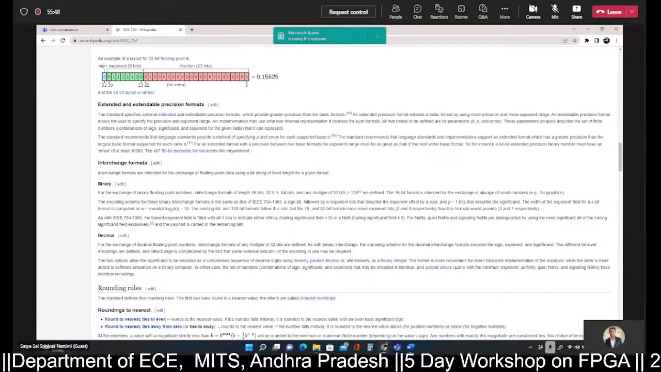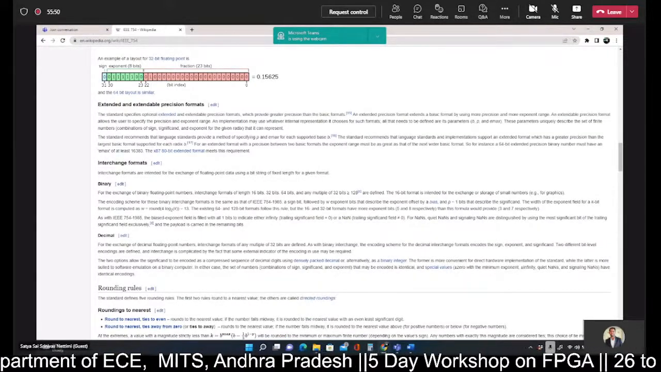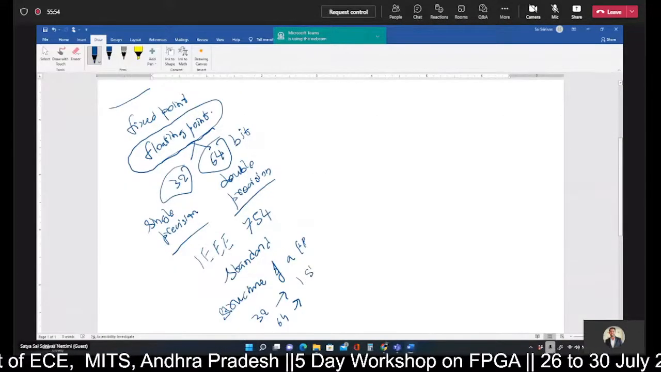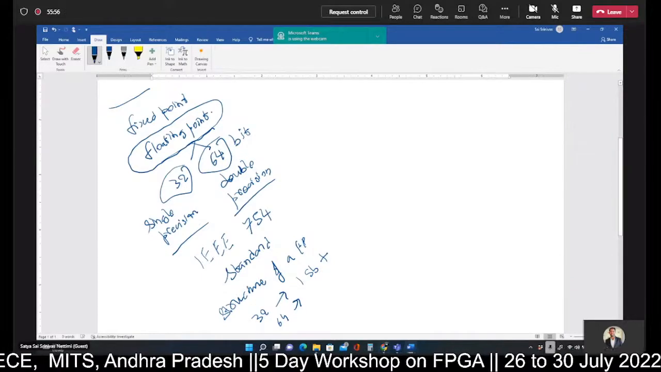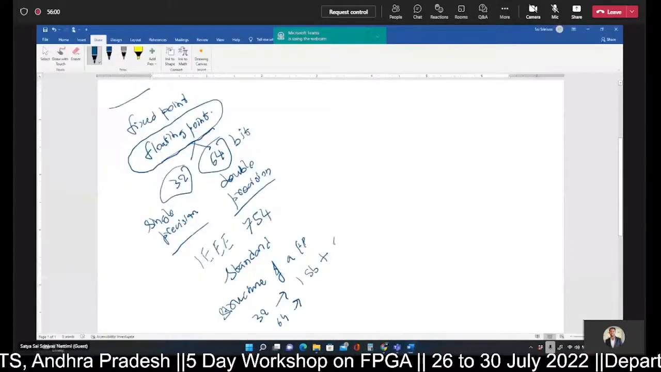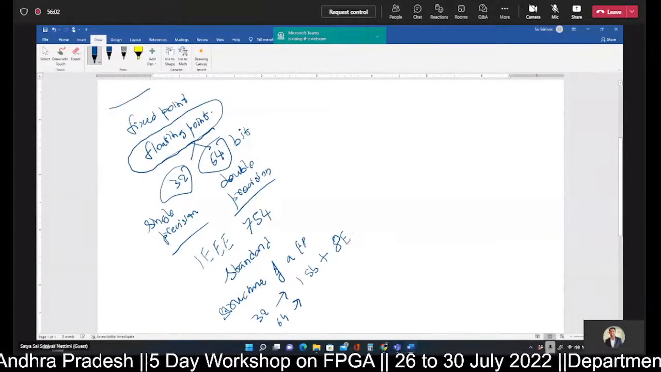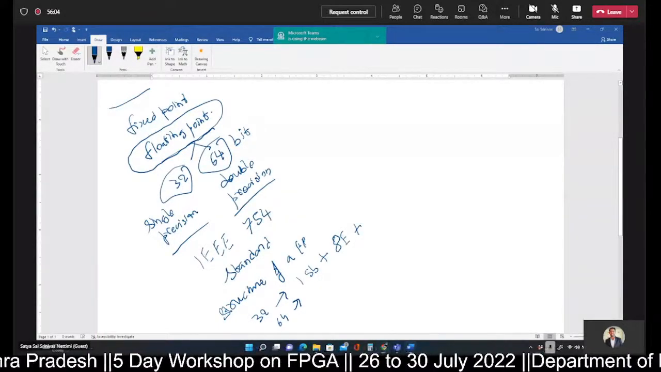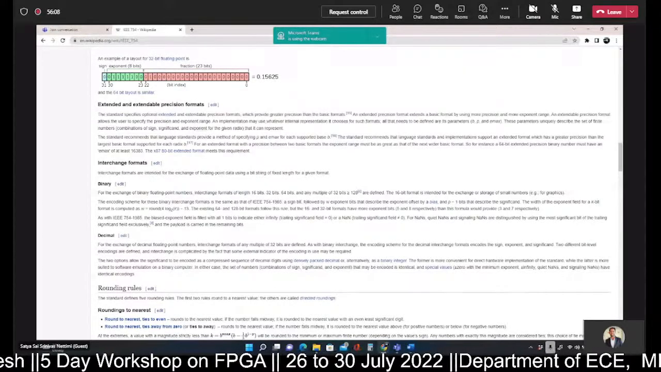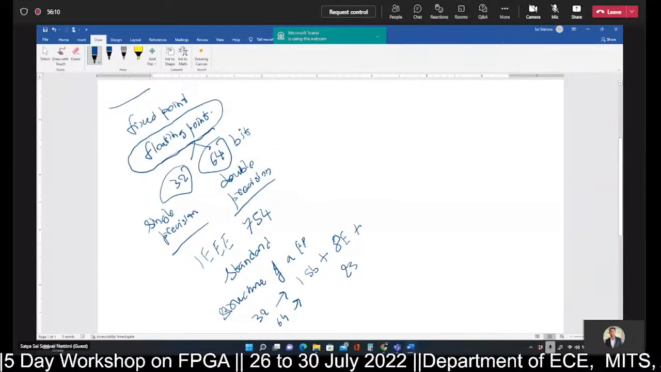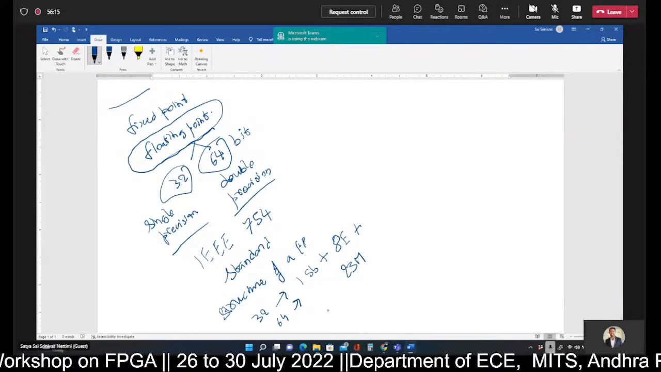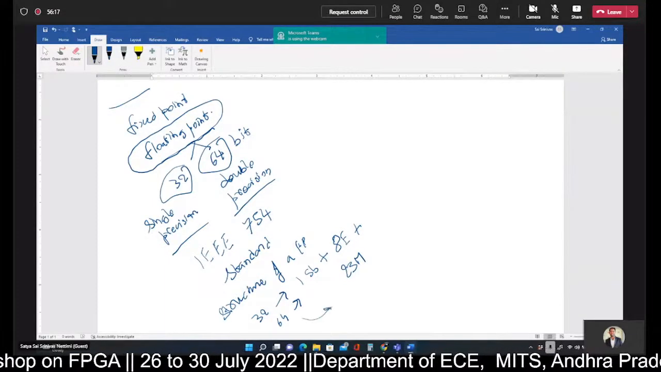So if you take a 32-bit floating point, we have one sign bit followed by 8 exponent bits followed by 23 mantissa bits. So similarly, we'll have a definite structure for 64-bit as well.